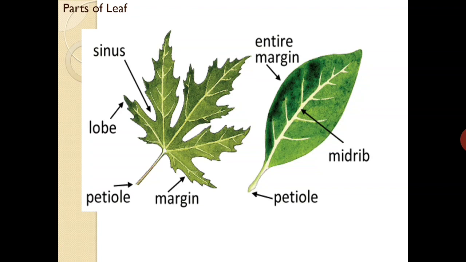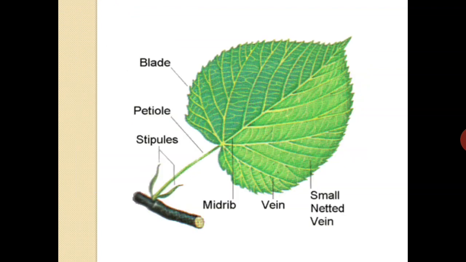Petiole is also there, and sometimes the margin is entire, no lobes are present over here. In case of the simple leaf, petiole is there, midrib is there, and margin is also there. So this is the comparison of the compound leaf as well as the simple leaf.